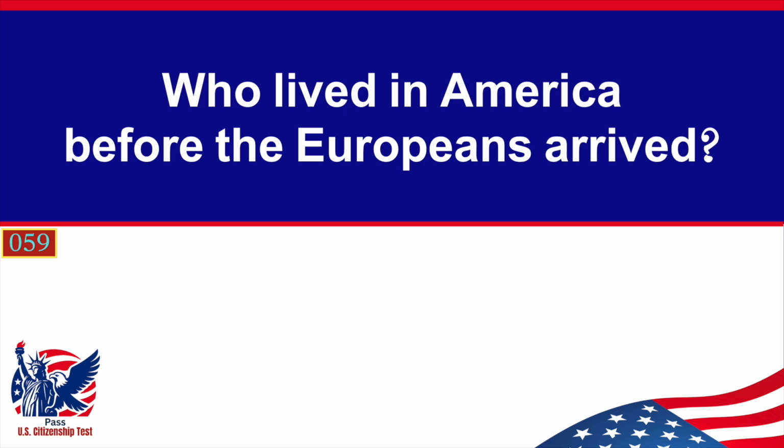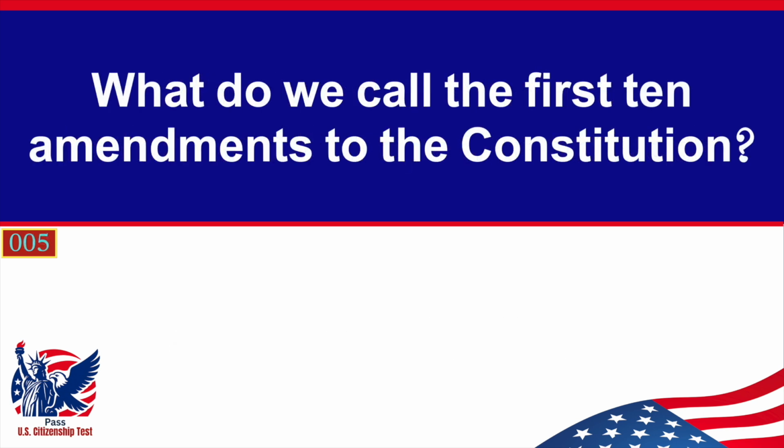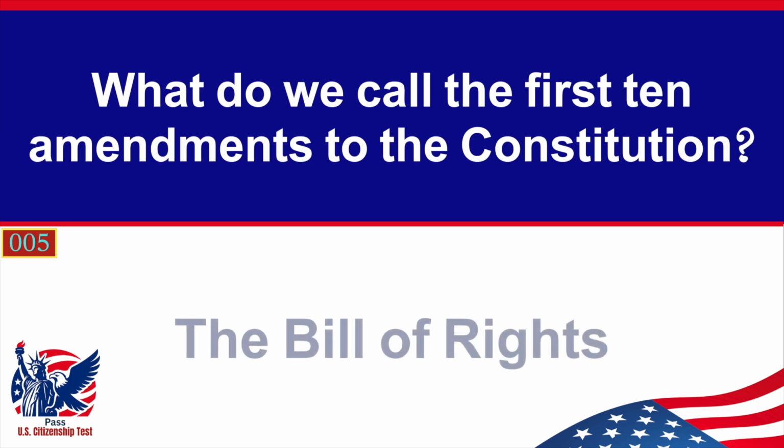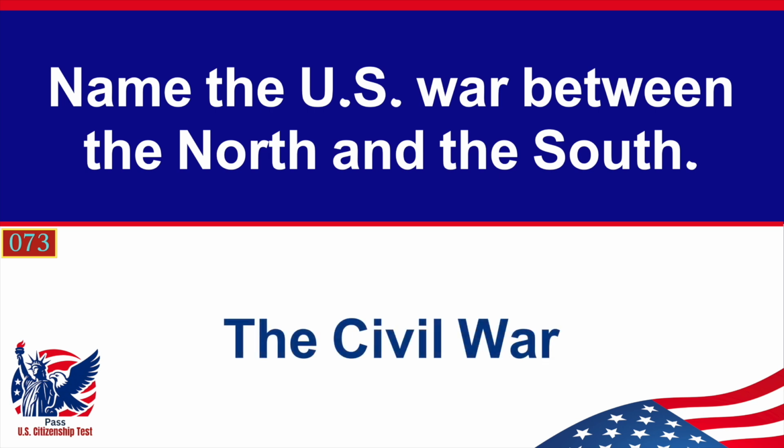Who lived in America before the Europeans arrived? American Indians. What do we call the first 10 amendments to the Constitution? The Bill of Rights. Name the U.S. war between the North and the South. The Civil War.